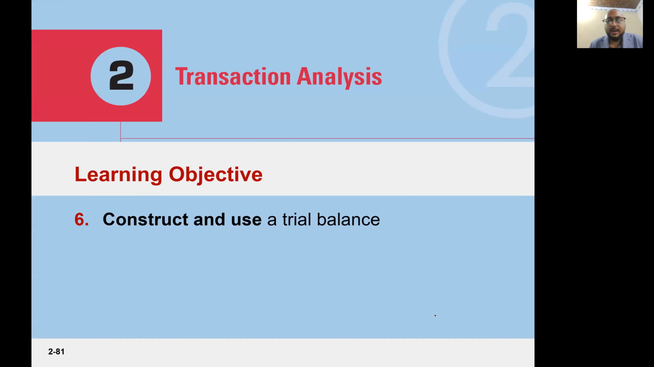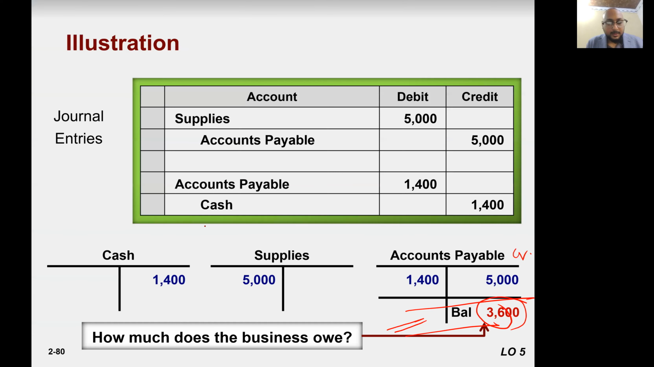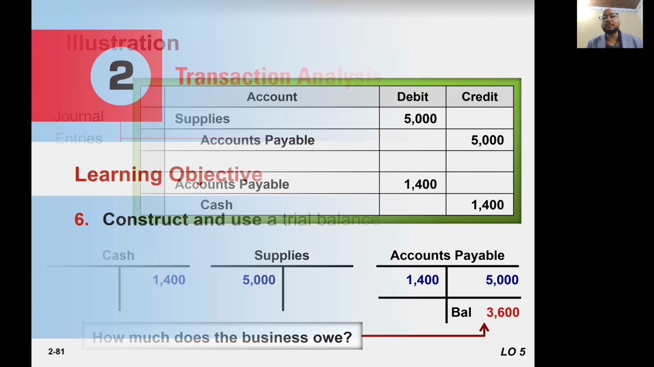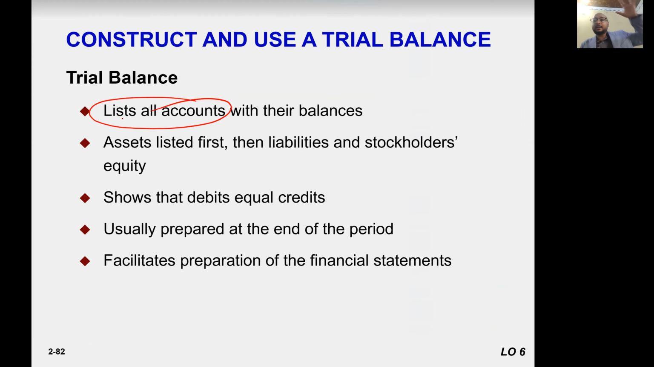So our second last objective is to construct and use a trial balance. So what is a trial balance? Rather than going out to every book to find out their balance and make the accounting statements, we make a statement, a balance statement, which shows all the balances of the accounts. Simple. A trial balance lists all the accounts. Otherwise, you have a pile of books, the accounts you open, and you write down the balance.